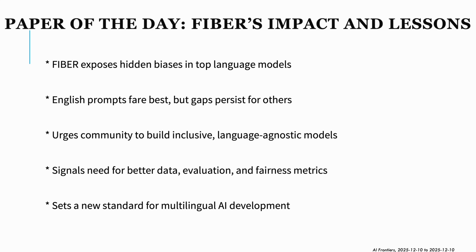The impact of FIBER is substantial. It exposes hidden biases in leading language models, showing that English primes typically yield the most accurate and balanced responses, while significant performance gaps persist for other languages. FIBER calls on the research community to advance the development of inclusive, language-agnostic AI models. It also signals the need for improved datasets, evaluation metrics, and fairness standards, setting a new benchmark for multilingual AI systems.